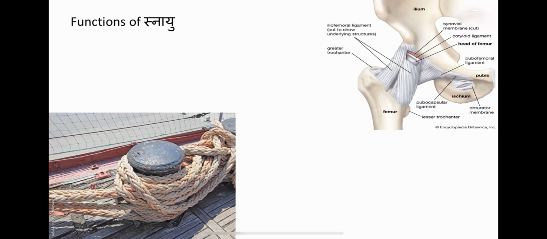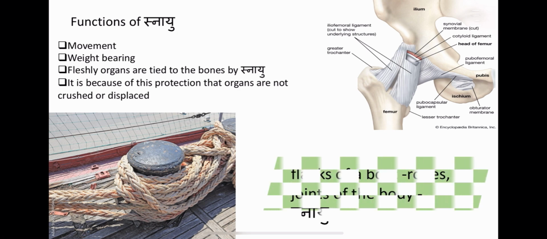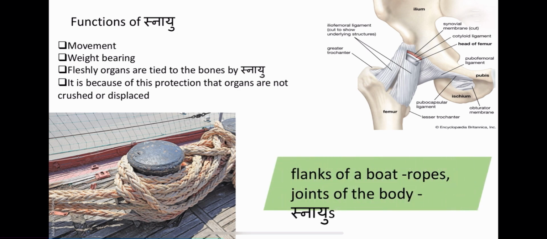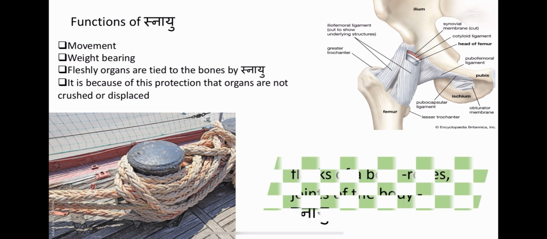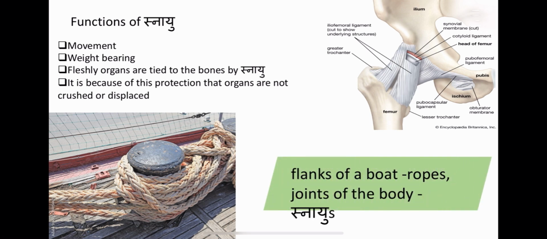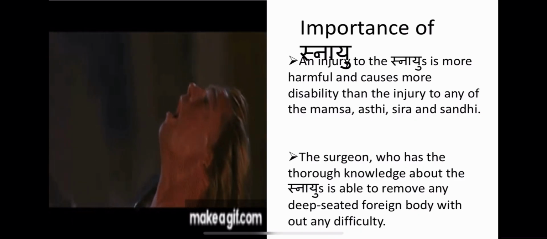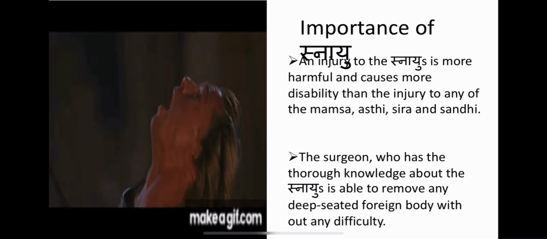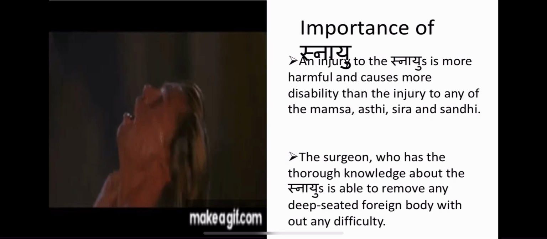The function of Snayu is just as the planks of a boat are tightly bound by ropes so that it can float and carry weights on the water without any danger. The joints of the body are well articulated by the Snayus or the ligaments, and hence they are able to move and bear the weight of the body. Any injury to the Snayu is more harmful and causes more disability than an injury to the Mamsa, Asti, Sira and Sandhi. Hence, a surgeon should take care to preserve the Snayus while performing surgeries.